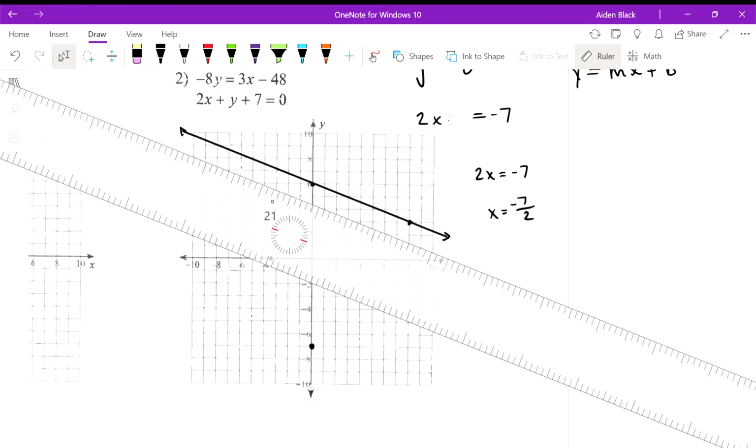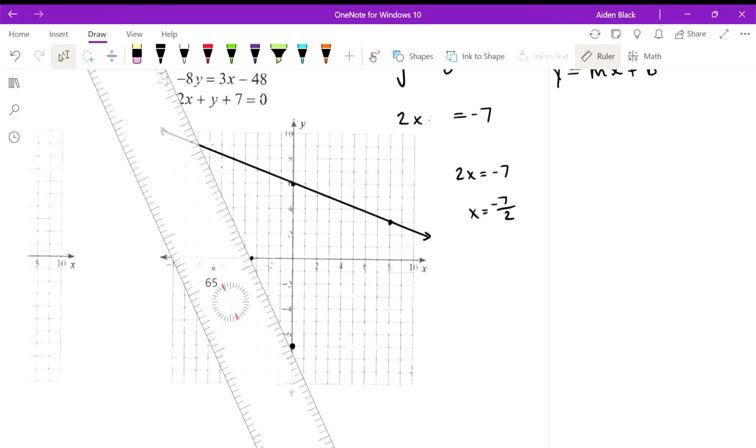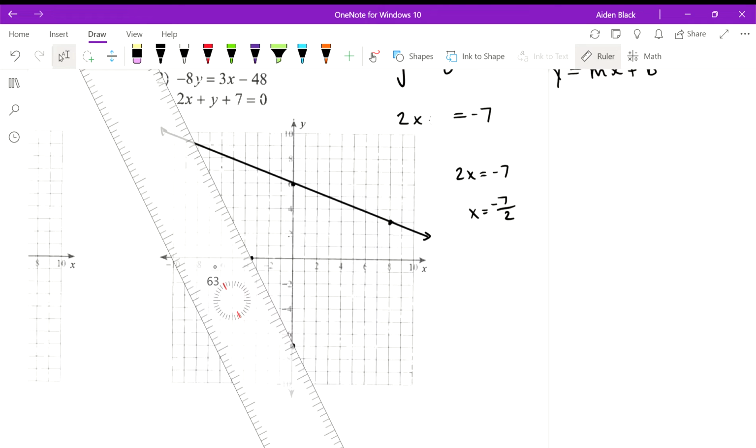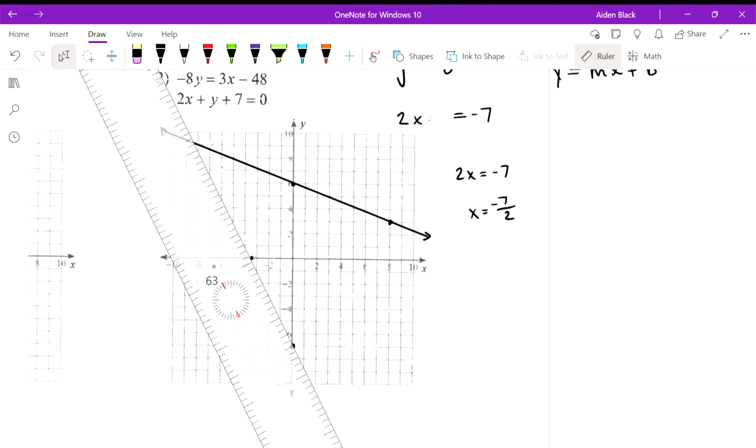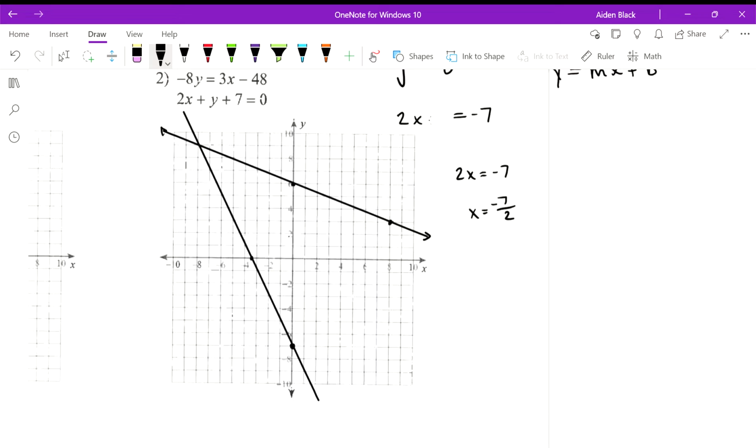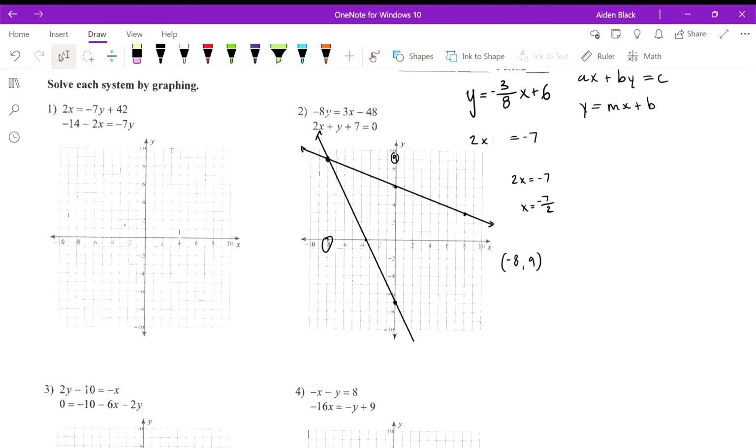Alright, now if we connect these 2 points as cleanly as we can, there we go, almost there. And here we go, this intersection is -8, 9. This is 9 right here. So we know our solution is -8, 9. So that's how we solve systems of equations by graphing.